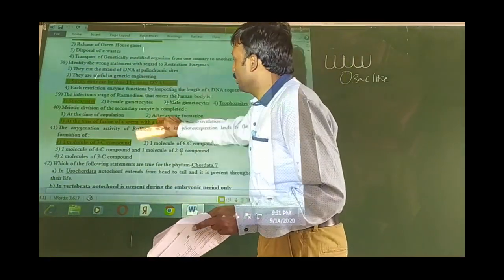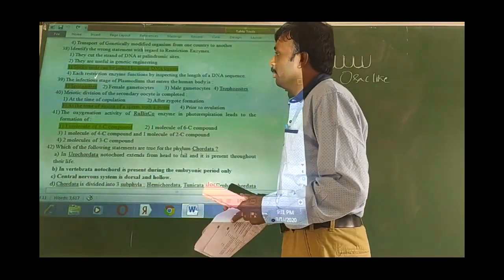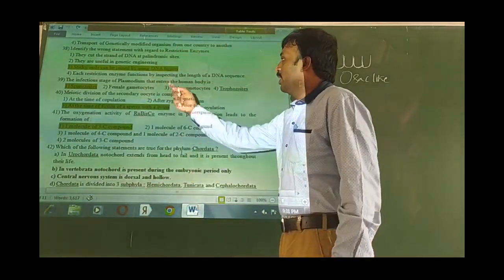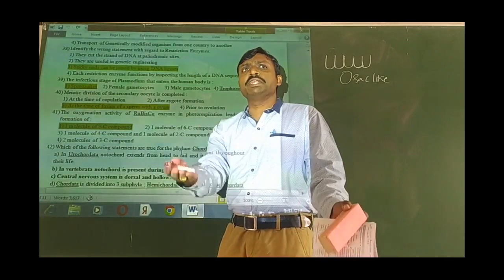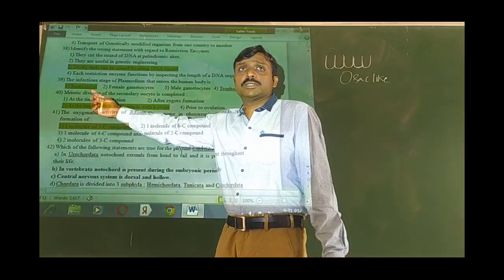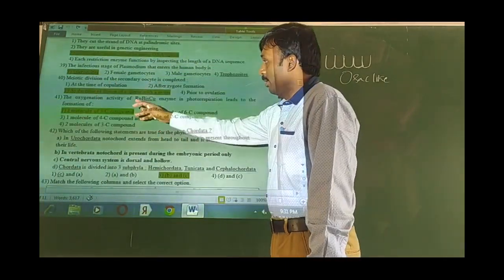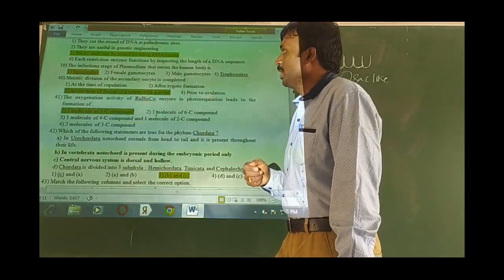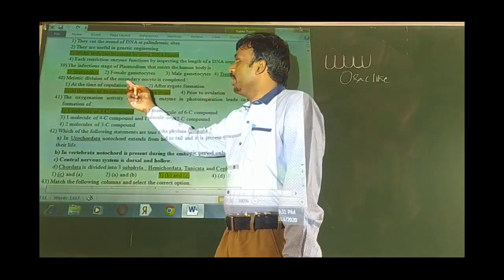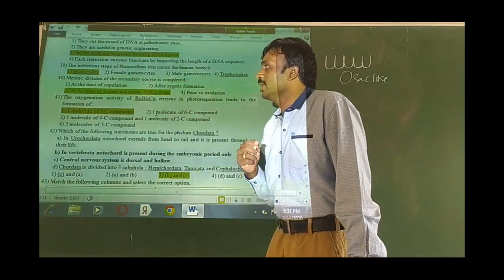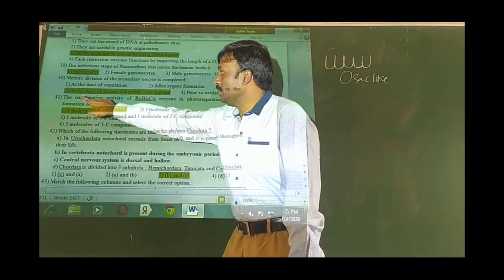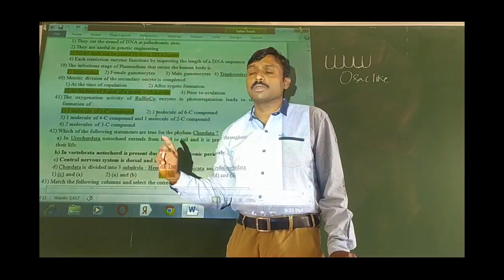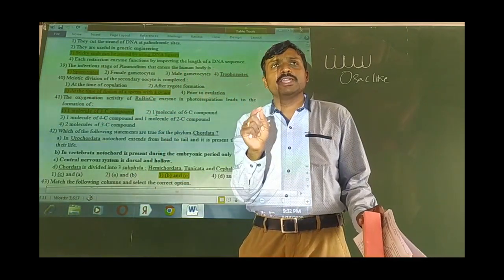Then moving to next question, again from human health and diseases. The infectious stage of Plasmodium that enters the human body is a very, very direct question. Sporozoites. Okay. Then again from human reproduction chapter, second year syllabus. Meiotic division of the secondary oocyte is completed at the time of fusion of a sperm with an ovum. Okay. So even this is also very, very important.